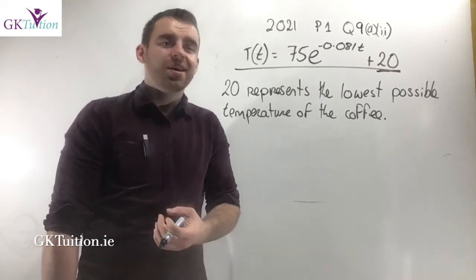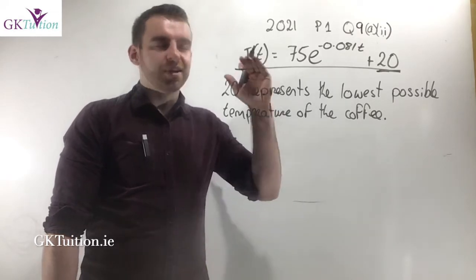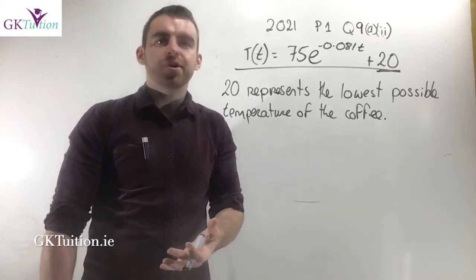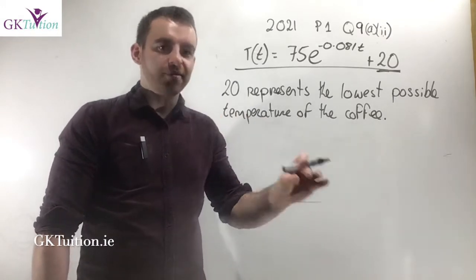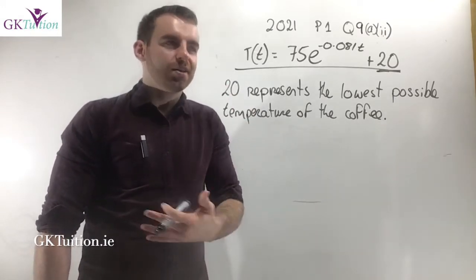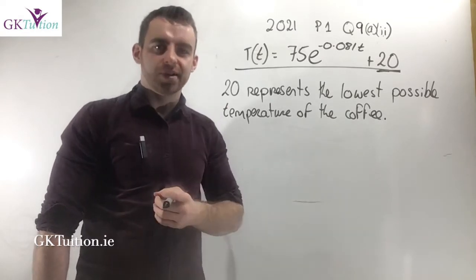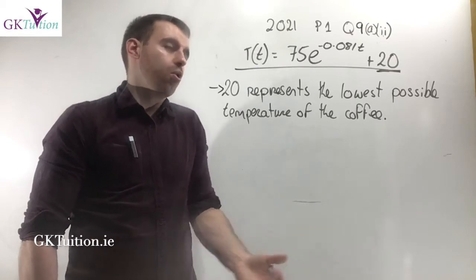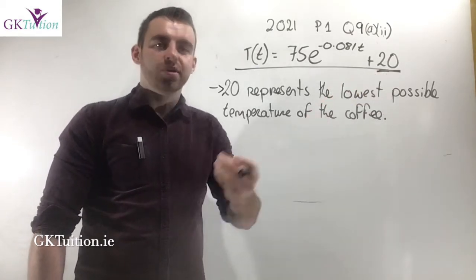Or in other words, that's the room temperature. And obviously the coffee's not going to get any colder than the room. After a long period of time, after a year, if you left a cup of coffee there, it would be 20 degrees, because that's obviously the temperature of the surroundings. There's a couple of different things you can go with there. You could explain it's the room temperature, or it's the coffee never gets colder than 20 degrees.